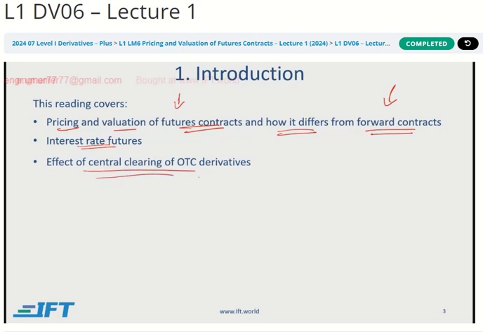This is basically after the 2008 financial crisis, when the world realized that these over-the-counter derivatives, which are forwards and primarily the swaps, were the concern, and now there is a central clearing for that. So they've kind of become more like futures now. Anyways, we'll cover that in the last video for this learning module, which is the third one.